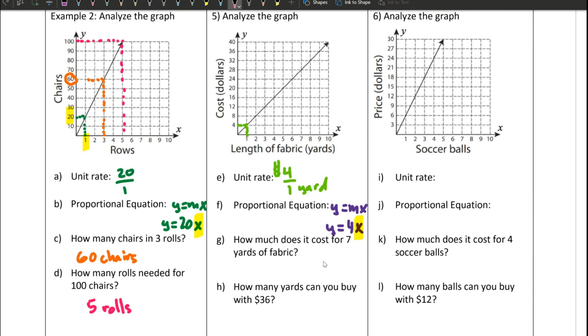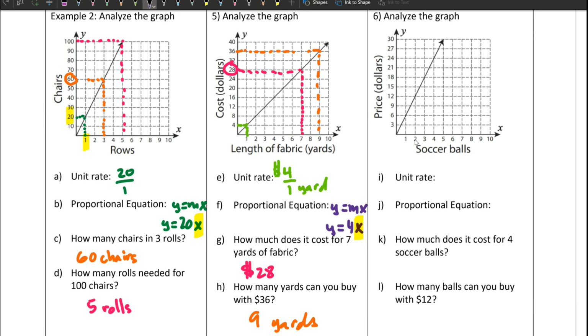How much does it cost for 7 yards of fabric? So 7 yards of fabric will cost you $28. Again, $4 for 1 yard, so 4 times 7 is 28. How many yards can you buy with $36? The answer is 9 yards of fabric.